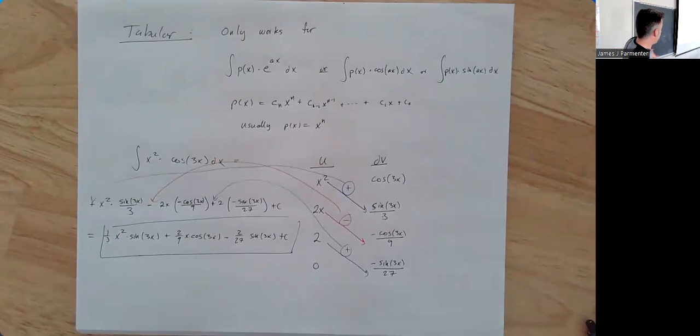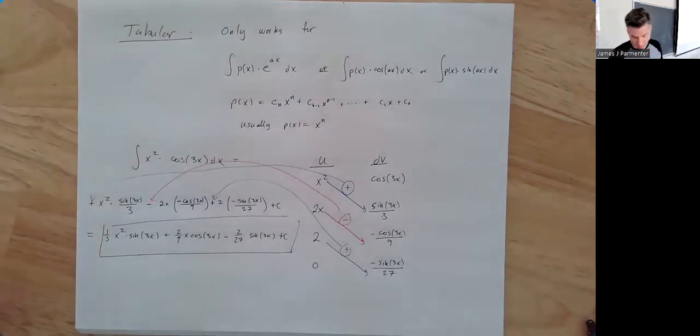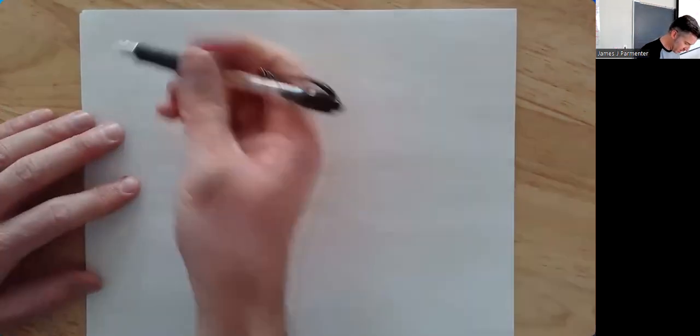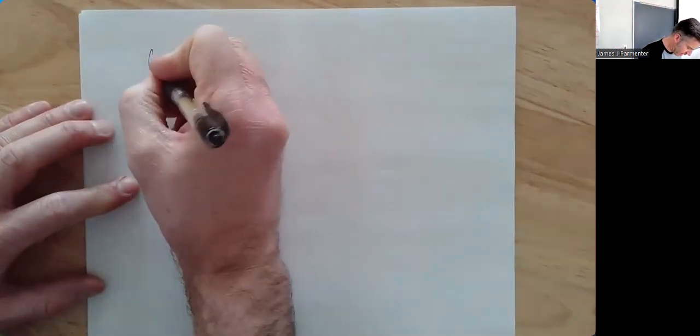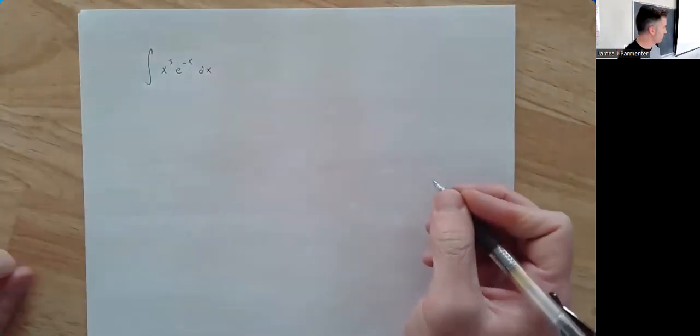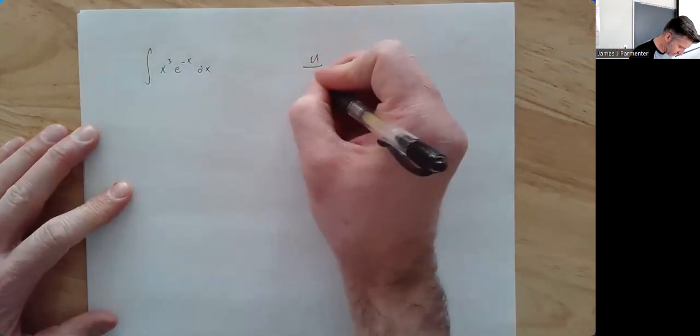So that's how that works. And then you can kind of apply it to lots of examples. Well, not lots, to a very select few examples. But they do come up relatively frequently. So for example, if someone said, what's the integral of x cubed e to the negative x dx? Instead of doing integration by parts three times, I'm going to make my u column, that's x cubed.